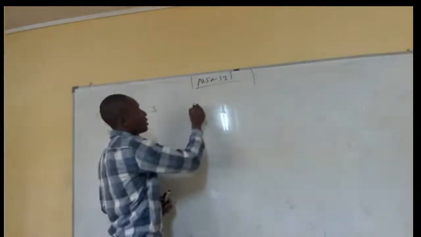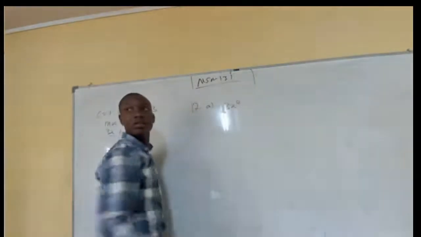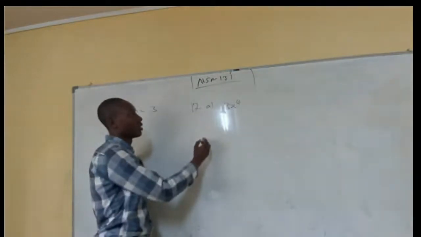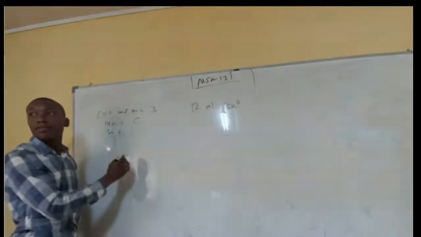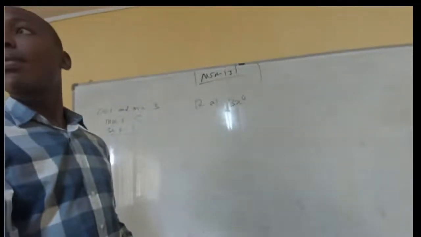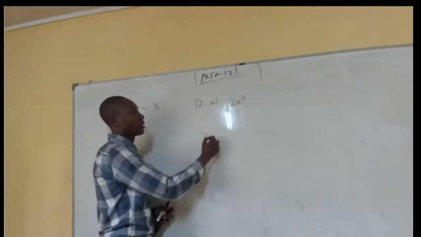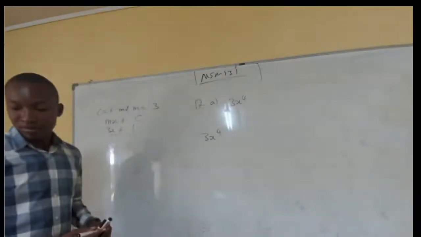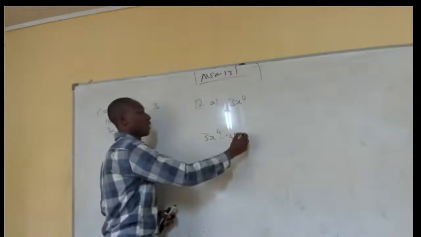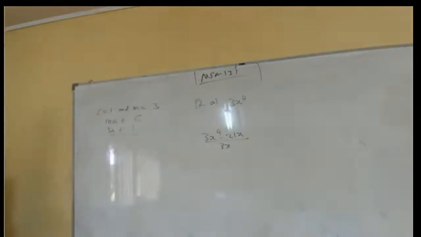So, 17, part A. We have 3x to the power 4 minus 21x, over 3x. We have 3x to the power 4 over 21 minus 21x.